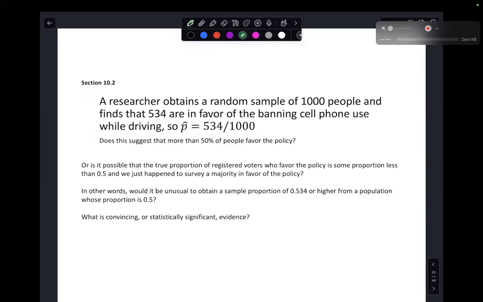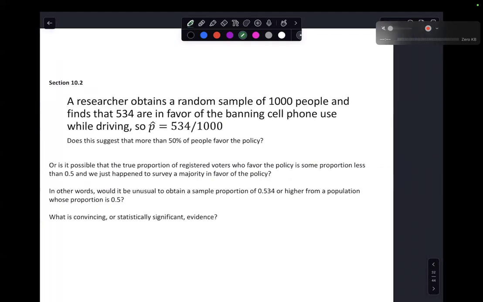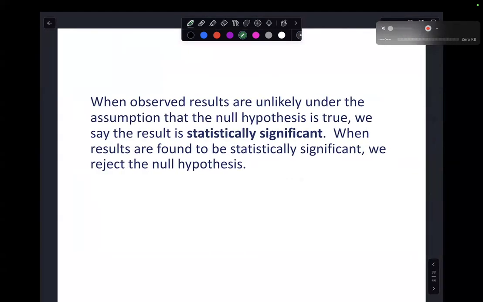Would it be unusual for us to obtain a sample proportion p hat of 0.534 or higher if the actual proportion is 50%? So that's what we're looking at here. That's what we want to know. Is that probability so small that it would be unusual to find that? That's what we're looking for. So if something is extremely unlikely to happen, it is considered statistically significant.